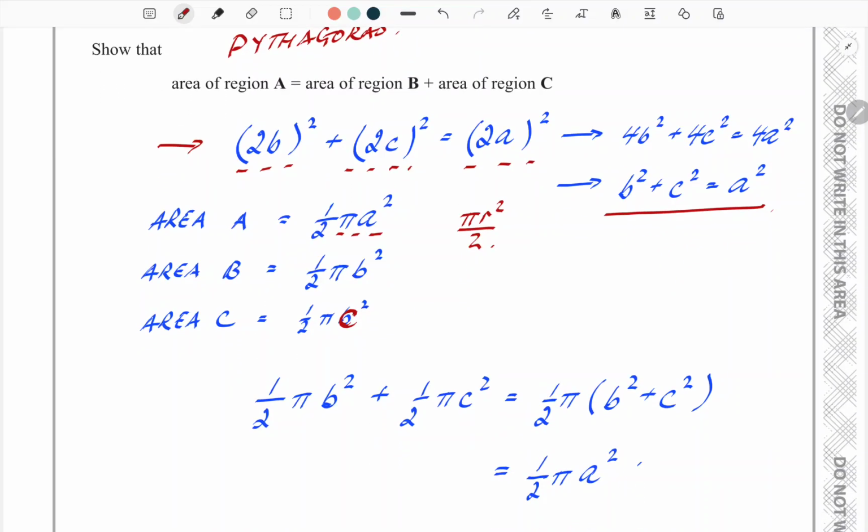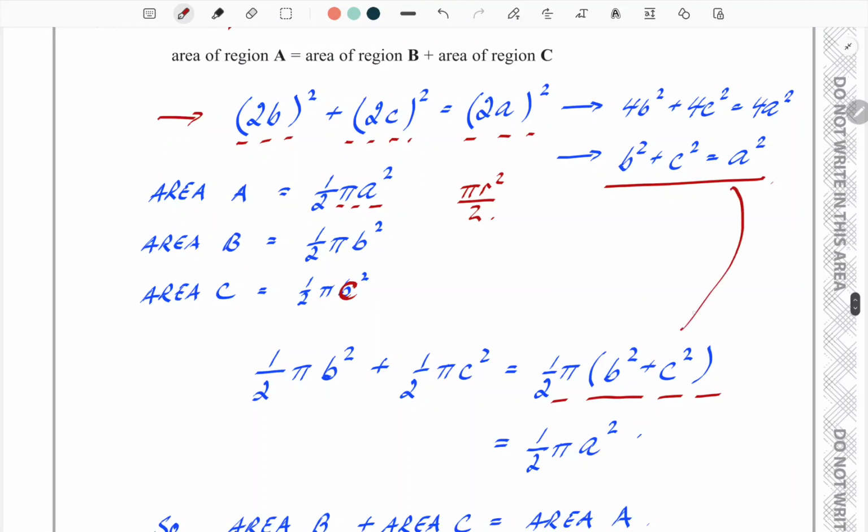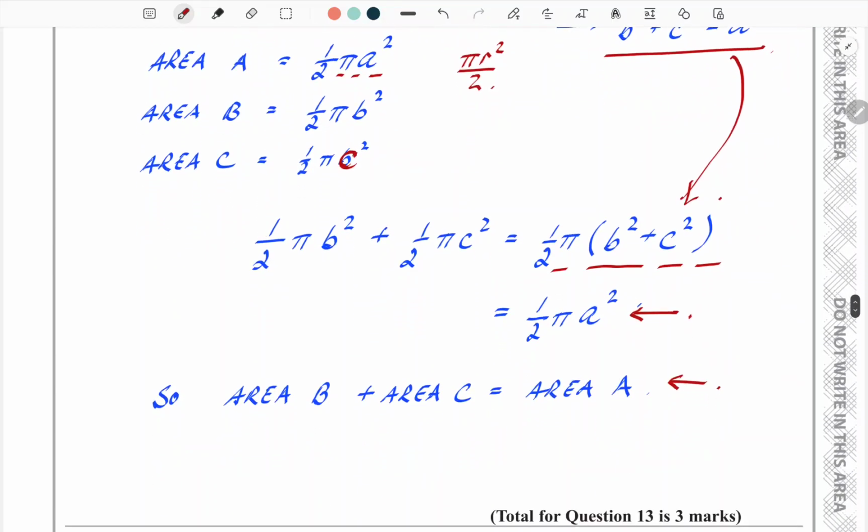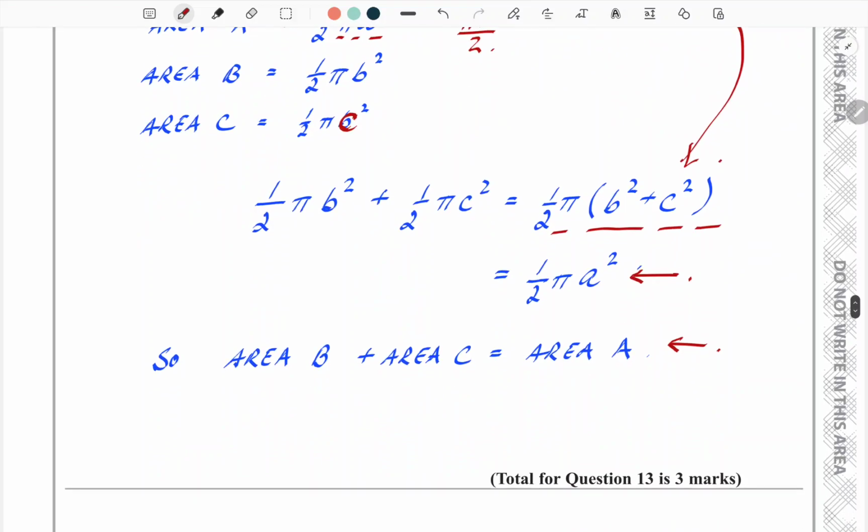So what we need to then do is say, okay, if we take area B plus area C, so half πb² plus half πc², we get an expression, factor out the half π, and you get half π times brackets b² + c², all right? And from the rule above, Pythagoras, we know that b² + c² = a². Therefore, we get the area of B plus the area of C equals the area of A, all right? And that effectively is the proof. It really is as simple as that.